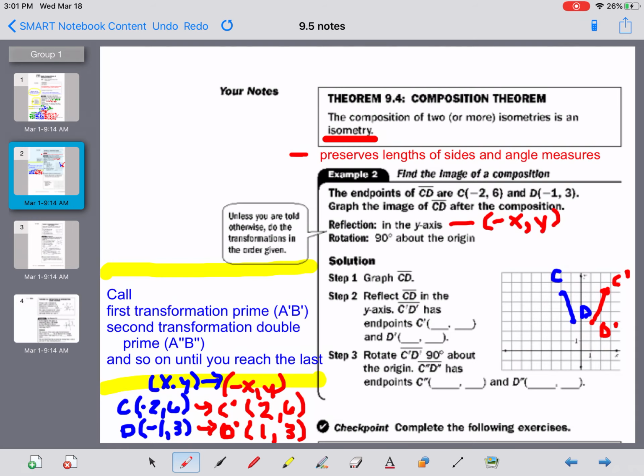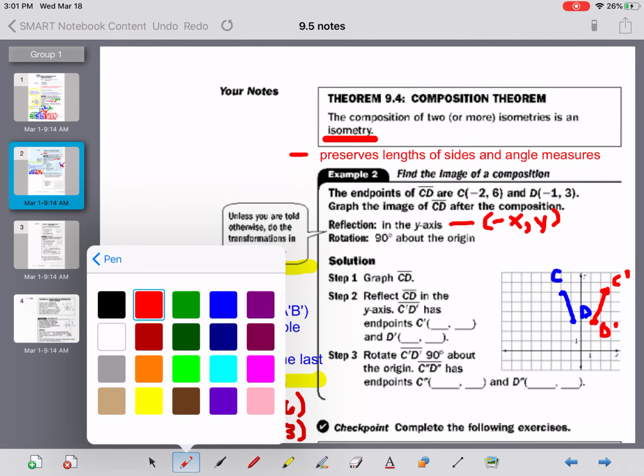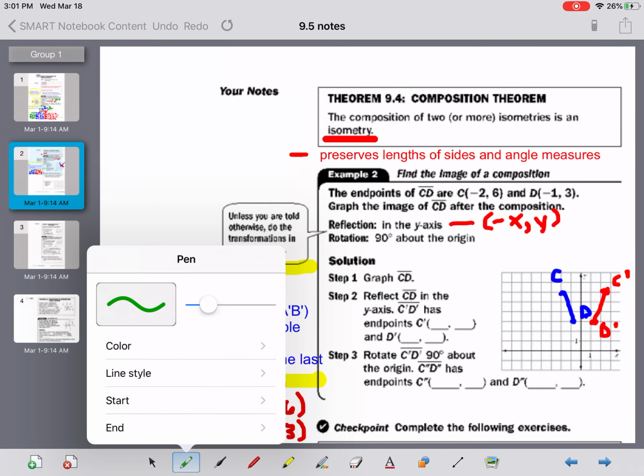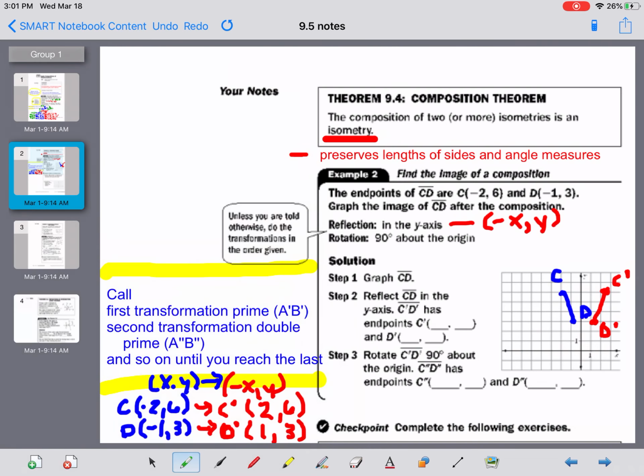But this is a composition one, so we're going to do a second change to add to this. Changing my color again. This one is 90 degrees about the origin. Again, go to your gold notes. And just a note here, all these rotations are counterclockwise. That's how all of our notes are. So as long as we're all consistent in that, we will always go counterclockwise. There is a chance if you use a different textbook, they could go clockwise, but usually the standard is counterclockwise.